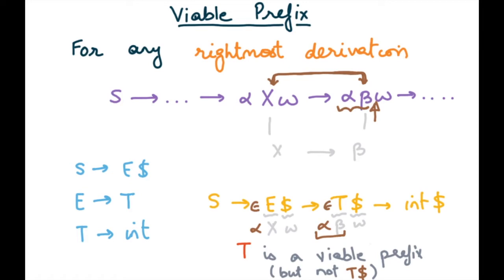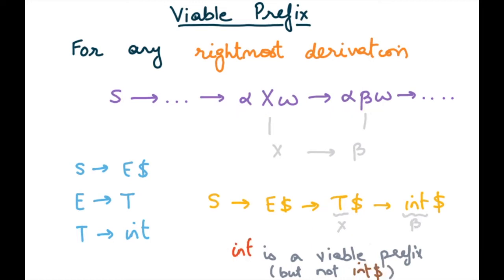Okay, so this is an important point, and by that reasoning, we may be able to infer that alpha X may be a viable prefix as well, and so on. But you have to reason about it by saying that alpha X is a prefix of some potential handle for some possible string, and you will find that it turns out to be so. In this particular example, this means that while T is a viable prefix, T dollar is not a viable prefix. Similarly, I can do the same thing in this step, and pattern match X with T and beta with int, and by that reasoning, int is a viable prefix, but int dollar is not a viable prefix.